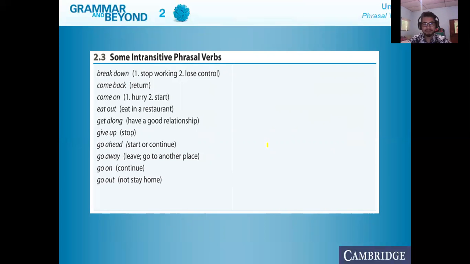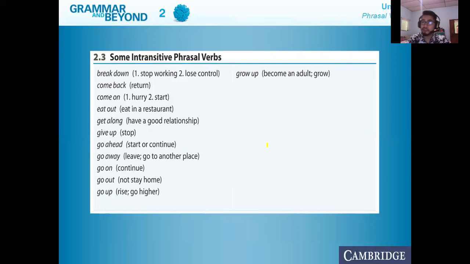Don't you worry. Go out, not stay home. Like we will go out this following weekend. Where we don't know, but we will go out. Go up is to rise and to go higher. Like for example, I can say, Jeremy is going up in the company, that means that he's ascending on different positions in the company.